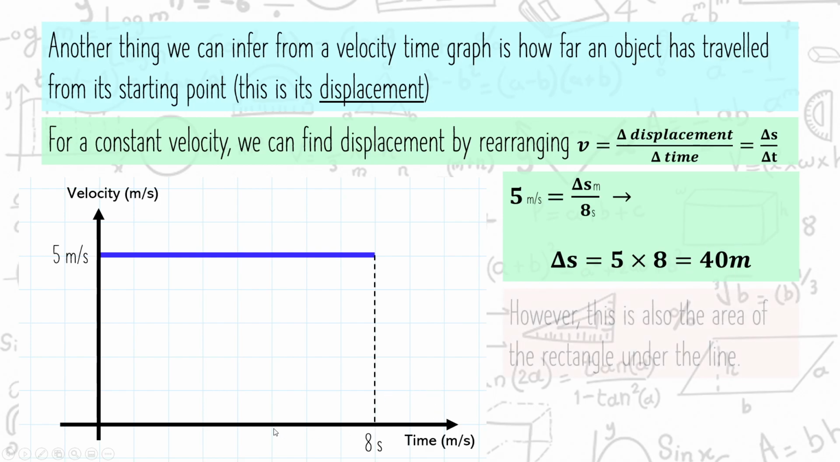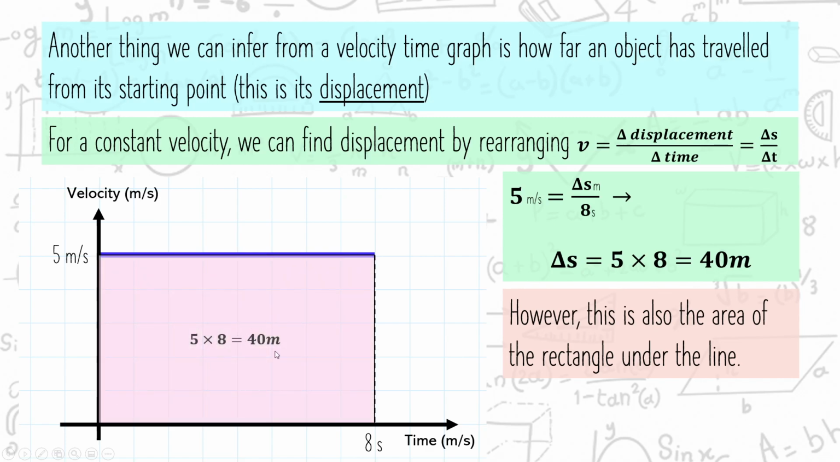Now, this is also the area of the rectangle underneath this line. It's a rectangle with base 8 and height 5. And we get our 40 meters that way.